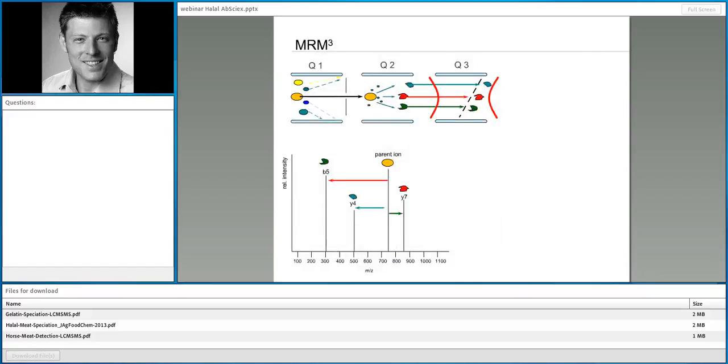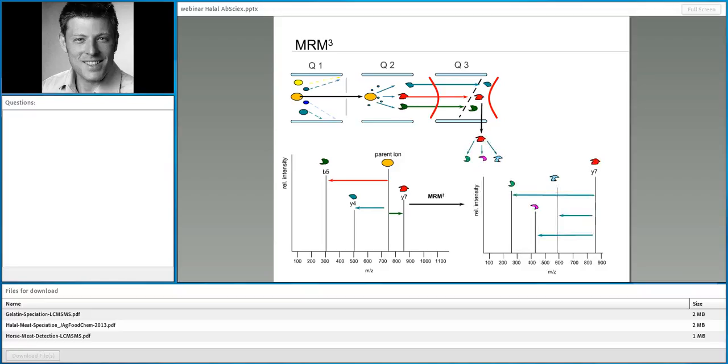The next step I briefly want to introduce to you is MRM cube. You know how MRM works, and the thing about MRM cube is that from your daughter ion, so in MRM you have a parent ion which then is fragmented to daughter ions, and in MRM cube you then have, so to say, the granddaughter ion. So from this Y fragment ion you have an additional secondary MRM transition and fragmentation in the linear ion trap, which then leads to this secondary fragment.